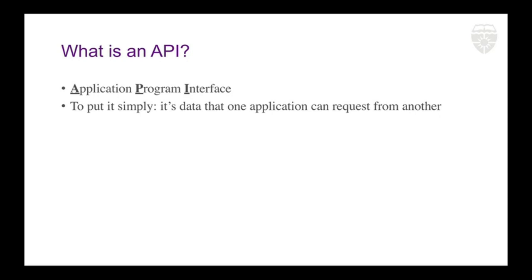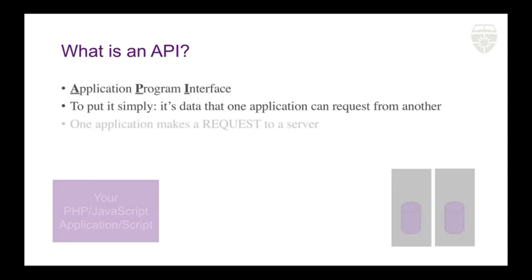So an API is Application Program Interface. That's what API stands for. So to put it simply, it's data that one application can request from another. So one server, one application can request data from another. In the past, that was database. You had to write SQL and all that sort of stuff.